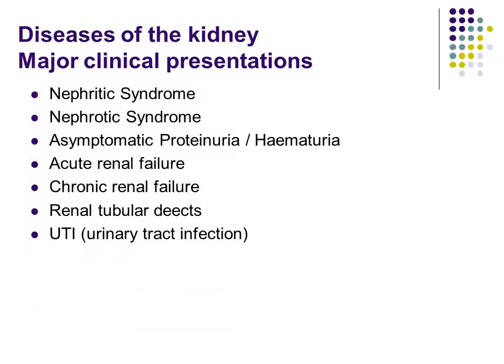Urinary tract infection. It is characterized by bacteriuria or pyuria, that is presence of bacteria in urine, or pus cells or leukocytes in the urine. So as the name suggests, it is an infection, and it can affect any part of the urinary system starting from kidney to bladder, so that is pyelonephritis, or it could be cystitis.